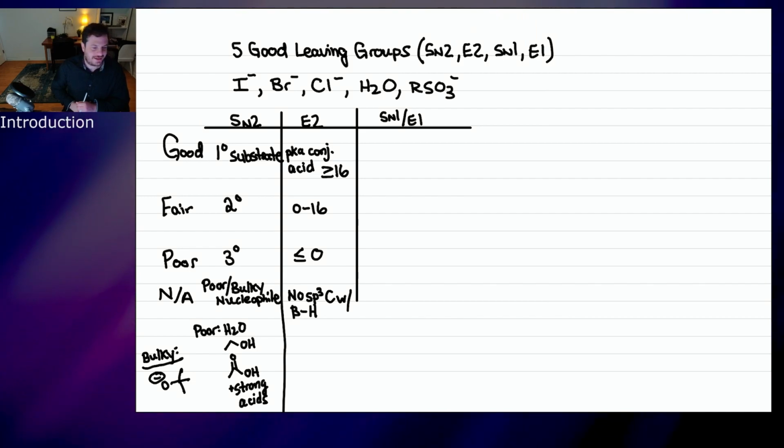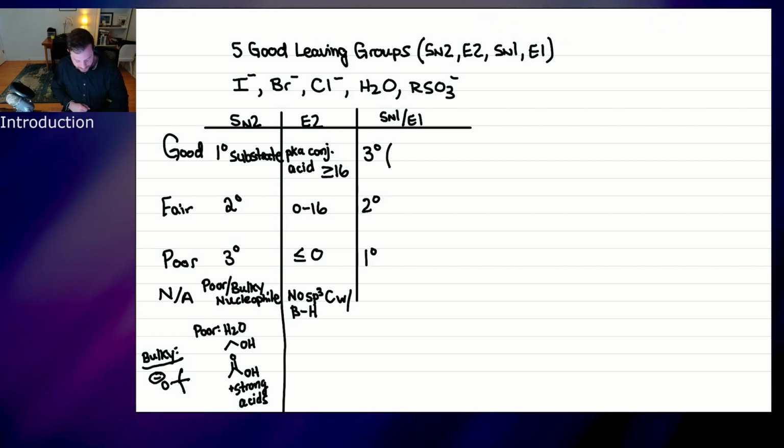SN1/E1, that is a beautiful column because it's the opposite of the SN2 column. Specifically, tertiary substrates are good, secondary substrates are fair, and primary substrates are poor. I already mentioned there is no N/A condition for the SN1/E1 column. There's also a special consideration for allylic and benzylic substrates. Hopefully you remember what that means. Allylic meaning that the leaving group is next to a double bond. Benzylic meaning that the leaving group is next to a benzene ring.